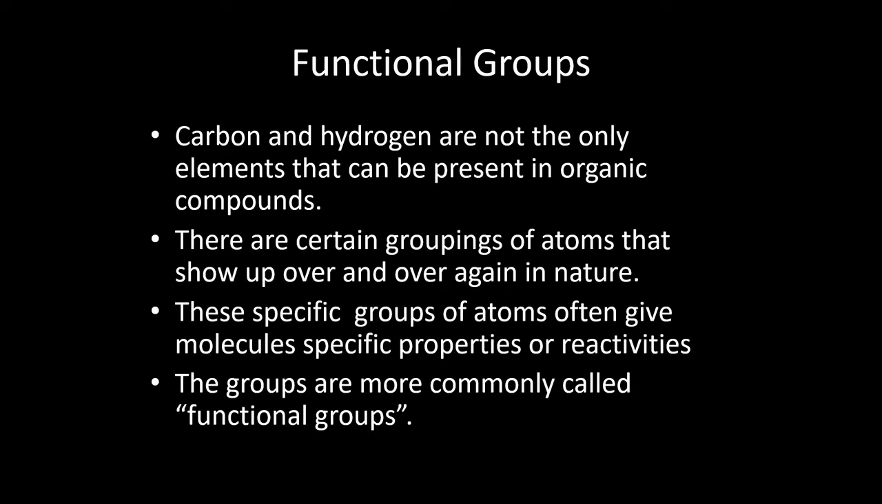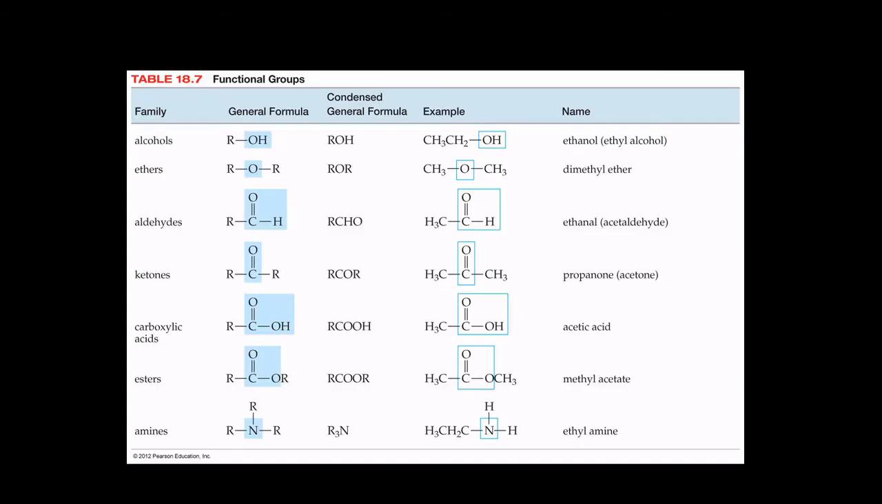Each one of these will also have its own special name and properties that go along with it. Here we have just the 7 most common ones. There are more than this, but these are by far the most common functional groups that you're going to come across. There are some other ones, like some sulfur groups and things like that, but those aren't as common. These 7 are by far the most common ones that you'll see wherever you look in organic chemistry.